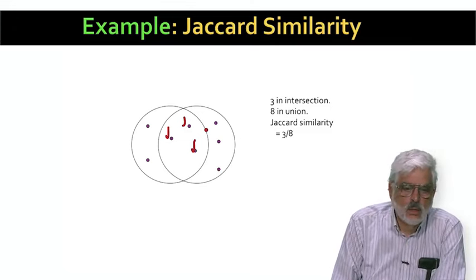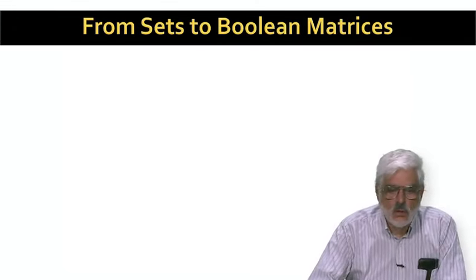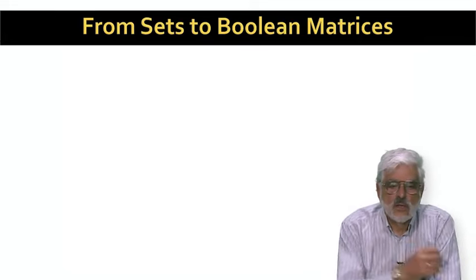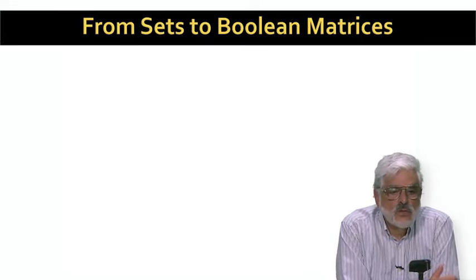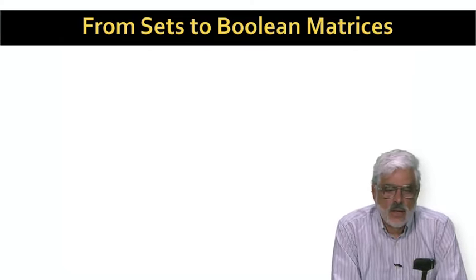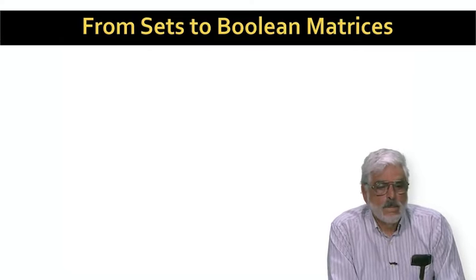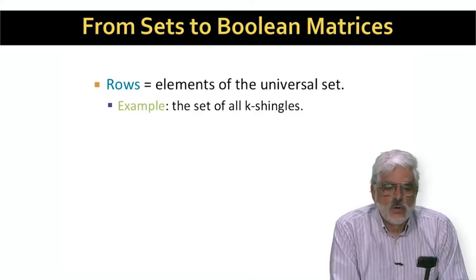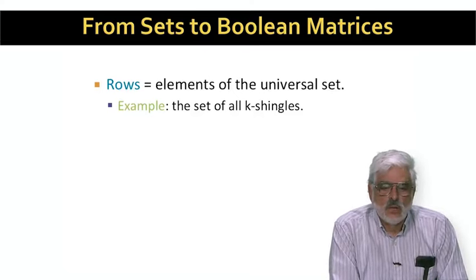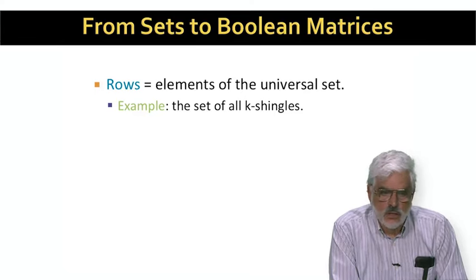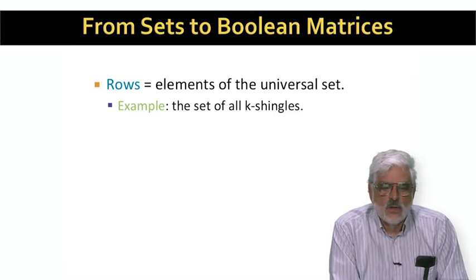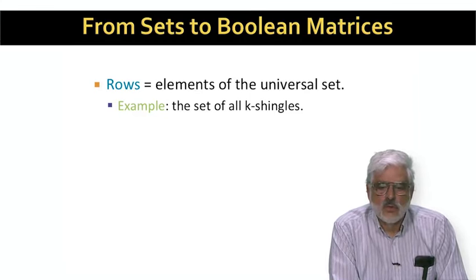We're going to be dealing with large collections of sets, and it is useful to think of these collections as represented by a single Boolean matrix, even if the collection is not likely to be stored that way. First, we assume that there is a universal set from which the elements of all sets are drawn. For example, if the sets come from k-shingling documents, then the universal set is the set of all possible sequences of k characters, or the set of all tokens if we hash the shingles.